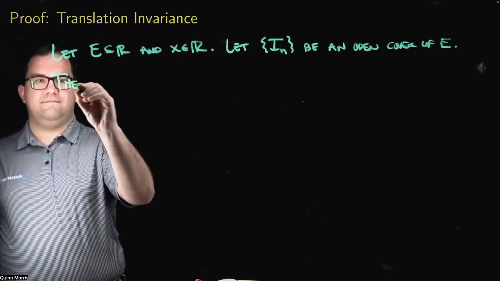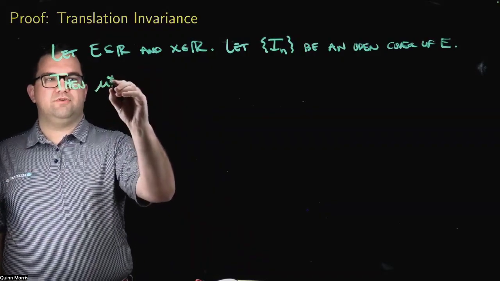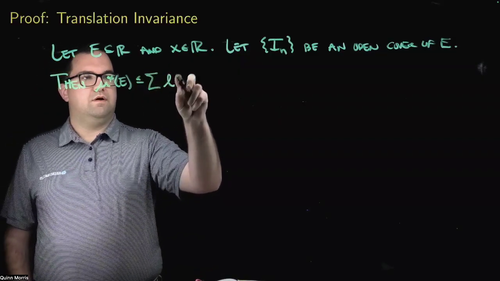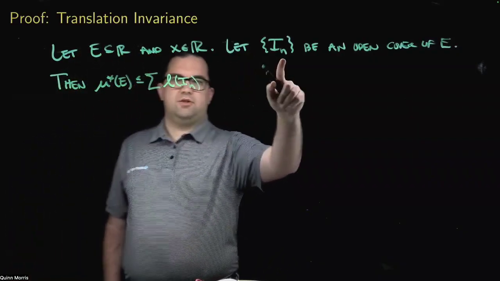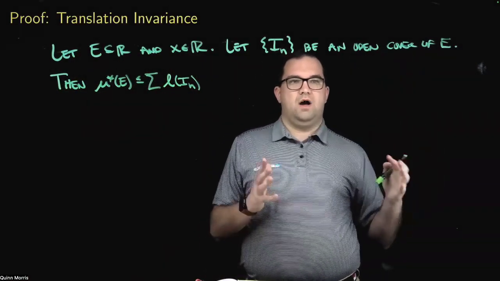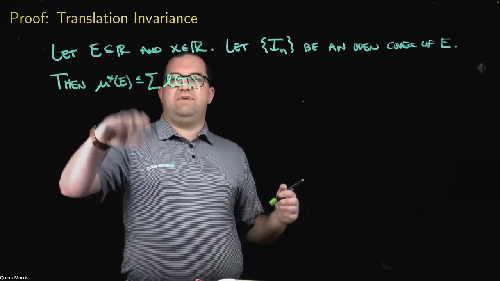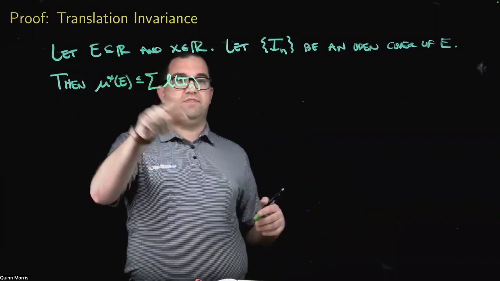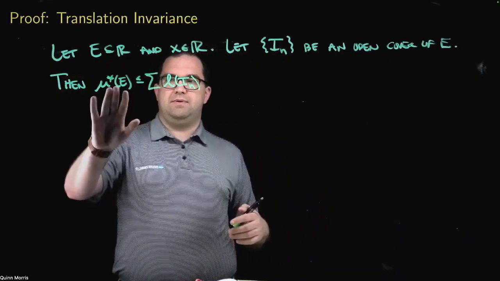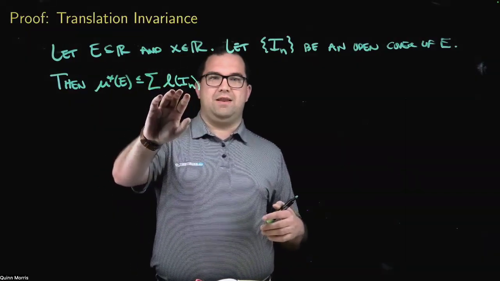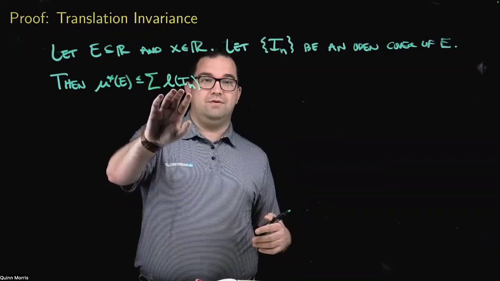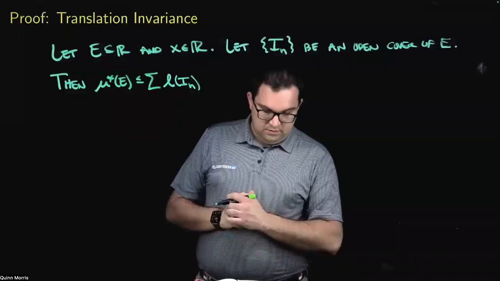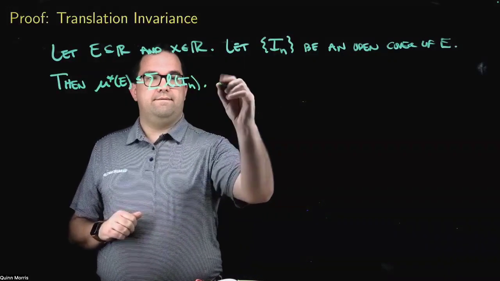Then it's certainly the case that the outer measure of E must be less than or equal to the sums of the lengths of these particular intervals. This is a particular open cover. The outer measure of E is the infimum over all open covers of the sums of the lengths of the intervals in those open covers. So this is an element of the set you're taking the infimum of, so this must be less than or equal to this.